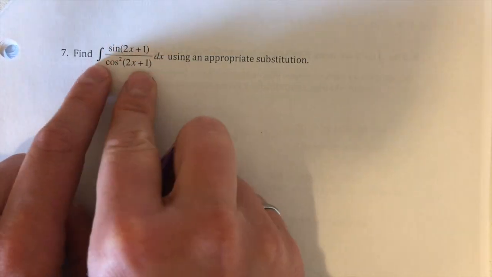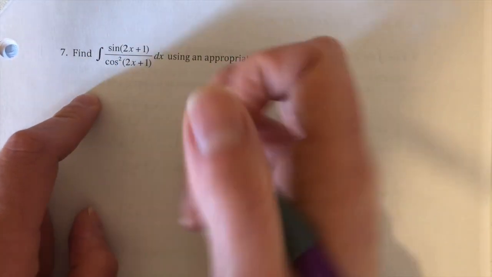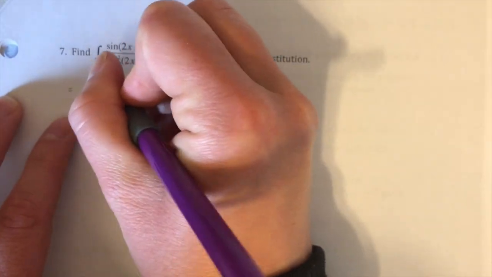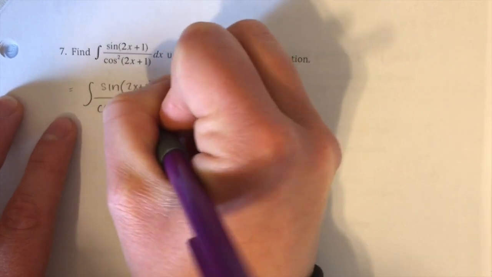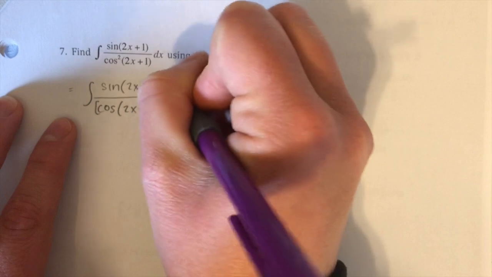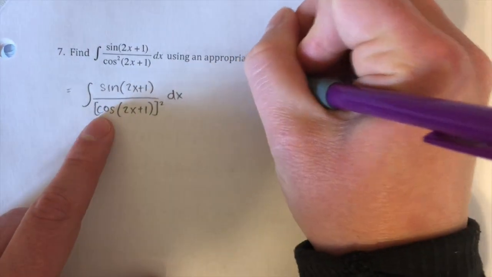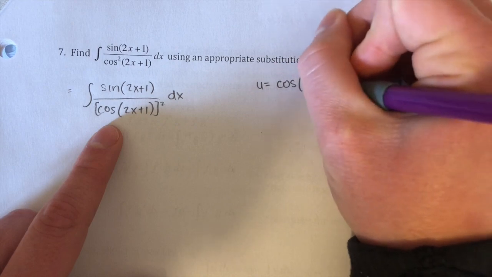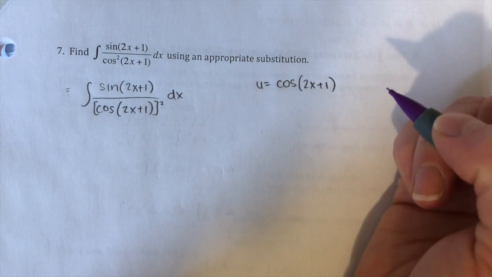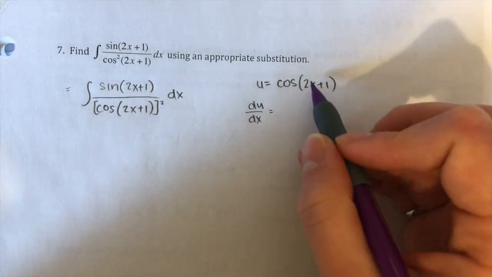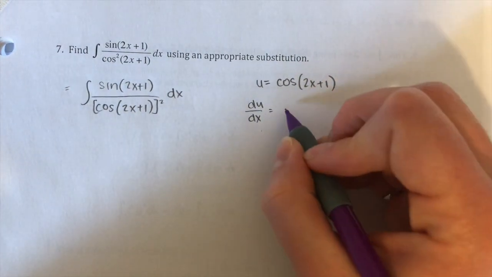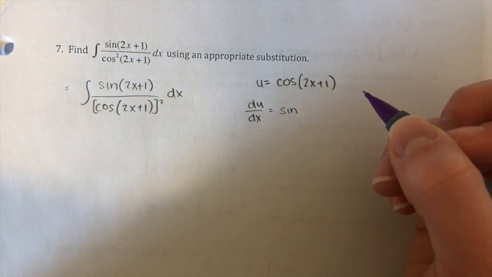So this whole thing on the bottom, cos of 2x plus 1, that whole thing is squared. So I'm going to rewrite this as sine 2x plus 1 over cos 2x plus 1, that whole thing is squared, dx. So what I'm going to make my u is that cos of 2x plus 1. Okay, because that whole thing is getting squared. Then if I do the derivative of this thing, this is going to be the derivative of cos is sine, and it's a negative sign. No, yes.